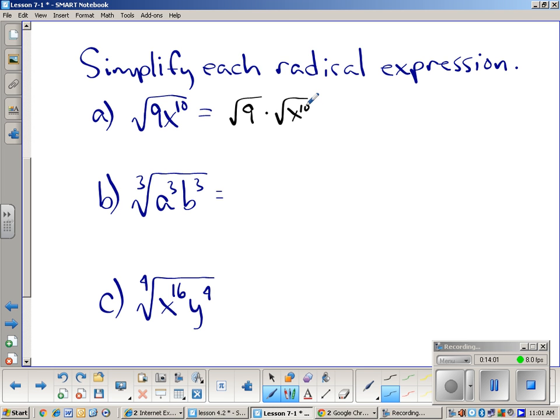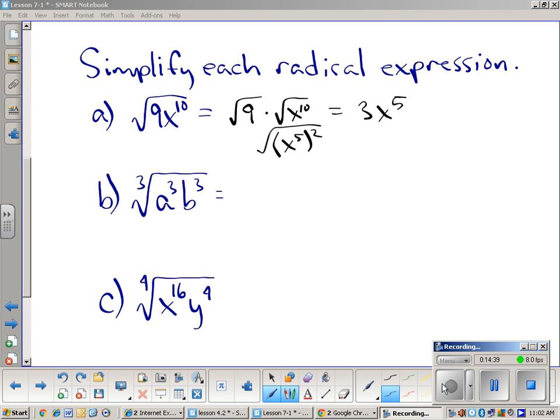Okay? And what's the square root of 9? 3. And x to the 10th. If I take the square root of x to the 10th. Well, if I look at it this way, I really have x to the 5th squared. Right? X to the 5th squared is the same as x to the 10th. Right? Multiply the exponents. What's the square root of something squared? Itself. So the square root of x to the 5th squared would be x to the 5th.